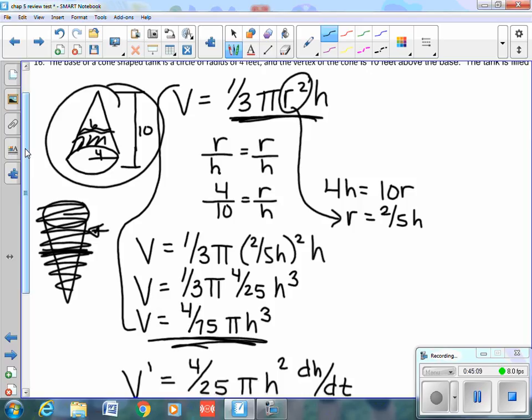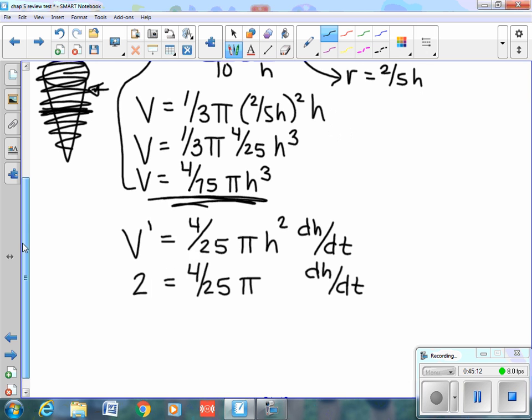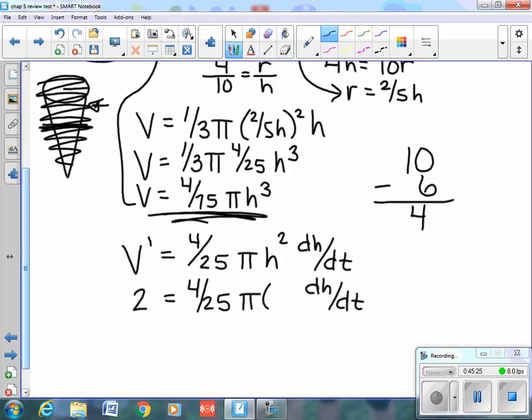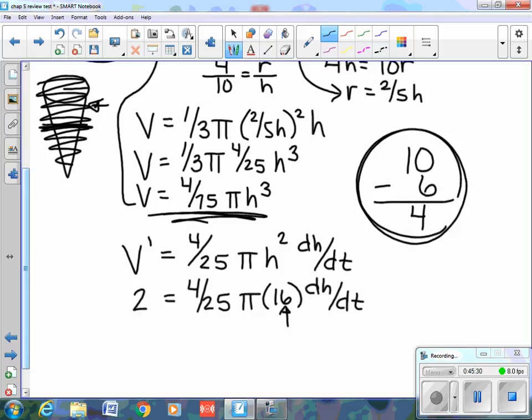Since it's inverted, you need to take the height of the original, which is 10, and subtract it from the new height, which is 6. You're not going to use 6, you're going to use 4 in this problem. So you're going to put 16 here. Again, you only do this if it doesn't look like an ice cream cone. And then when you solve for it, you should get dh dt. Again, I don't know why, but it ends up being 0.25 per minute. So it happens to be the same exact answer.